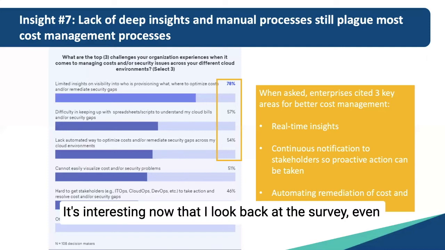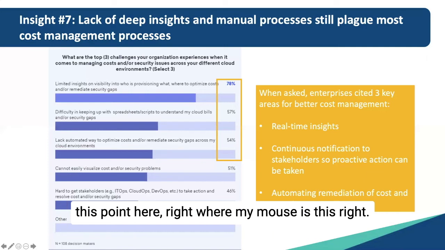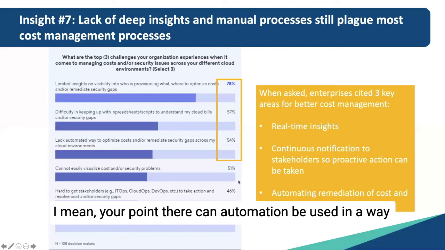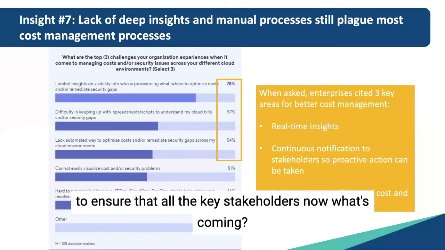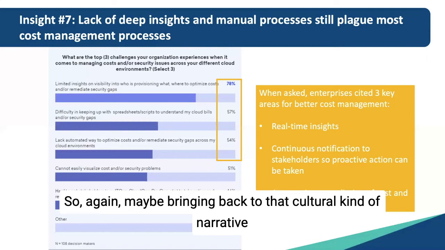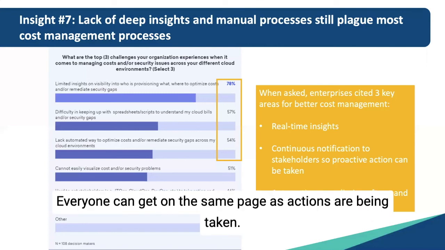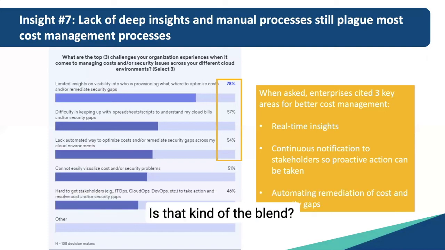And it's interesting now that I look back at the survey, even this point here, where my mouse is, this 46%: hard to get stakeholders to take action and resolve. I mean, your point there, can automation be used in a way to ensure that all the key stakeholders know what's coming? So again, maybe bringing back that cultural narrative we were talking about before, so they know what the issues are. Everyone can get on the same page as actions are being taken. Is that kind of the blend that's going on?